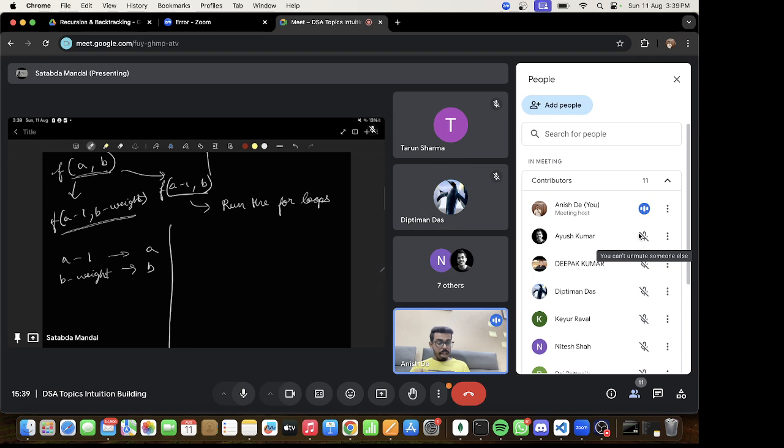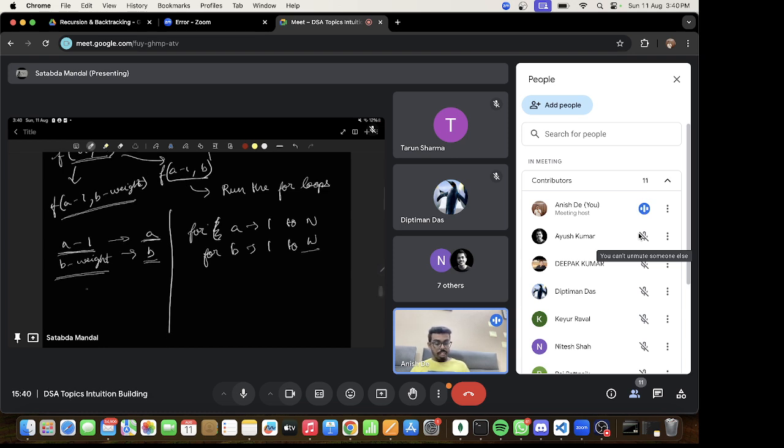First see the order of the things which are dependent, like first identify the dependencies. Here you see that a is dependent on a minus 1, b is dependent on b minus weight. So how should the for loop be? It should be for a from 1 to n, and b from 1 to, let's say, the total weight, because b minus weight should be calculated before b, and a minus 1 should be calculated before a. So first identify the dependencies, and in that manner run the for loops.